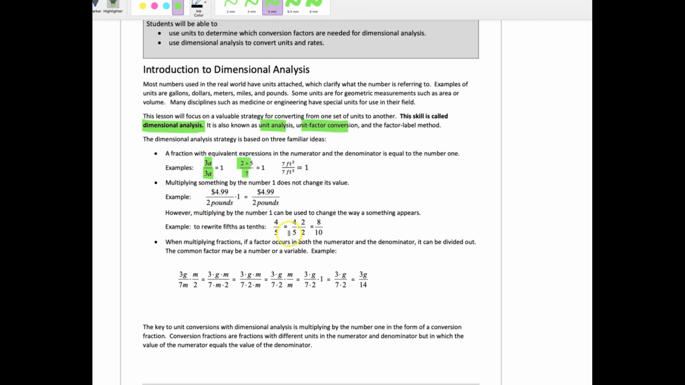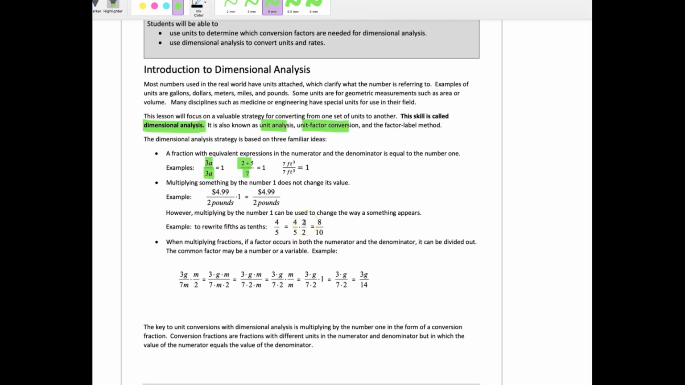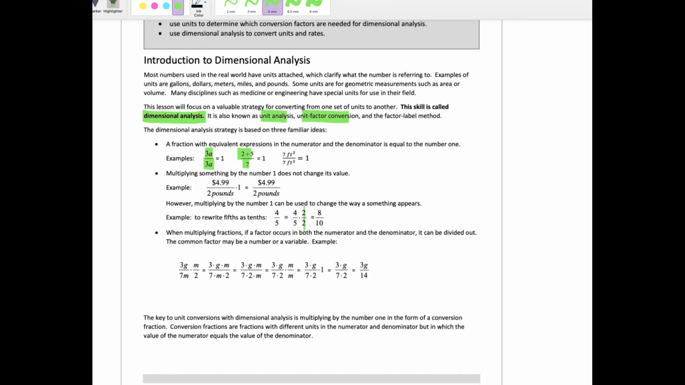Here's another way of looking at multiplying something by 1 that doesn't look like a 1. 4/5 is equal to 4/5 times 2 over 2. This here equals 1. 4/5 times 1 would equal itself. However, 2 over 2 is equal to 1. So when we do the multiplication, top times top, bottom times bottom, you get 8 over 10. That's why in mathematics those two are equal to each other: it's because I multiplied by 1. It just looks different, but they're equivalent fractions.